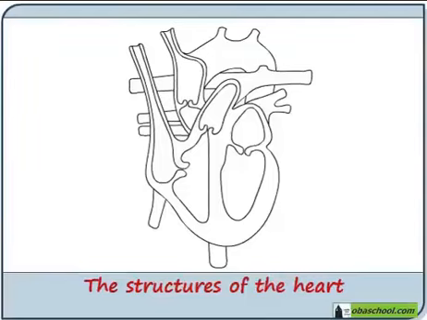This is a review on the structures of the heart, just to make sure we have everything down before we can start discussing the rest of the chapter. So we start with the vena cava. It brings the oxygenated blood to the right atrium of the heart.